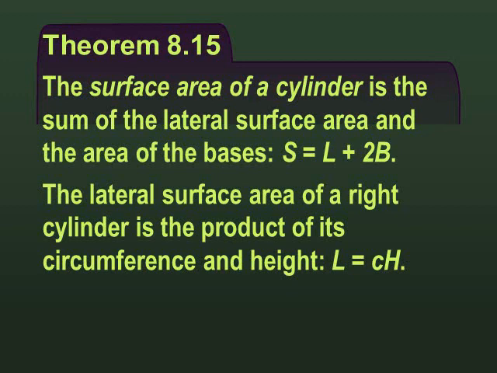Alright, so now we have the surface area of a cylinder. Okay, the surface area of a cylinder is the sum of a lateral surface, again, and the area of the bases. Now remember, a cylinder is just like a prism, except the bases are circles. Okay, so the lateral surface area of a right cylinder is the product of its circumference and height. So once you find the circumference, you actually have the width of the lateral surface area. So let's look at what that looks like.